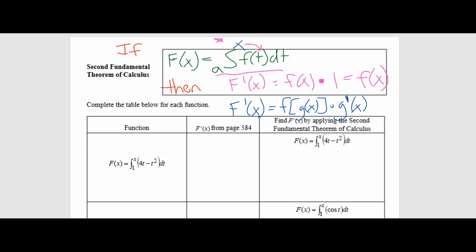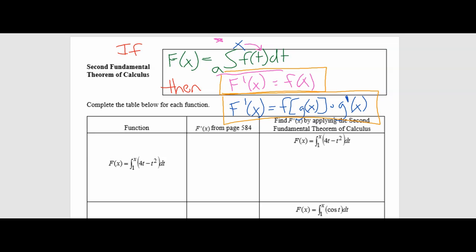Sometimes it'll be x squared. Sometimes it'll be 3x over 2. So when it's something other than x, this is what we need to think about. And again, this covers all the different types of functions you could have, whereas this example up here just works when that upper limit of integration is x.